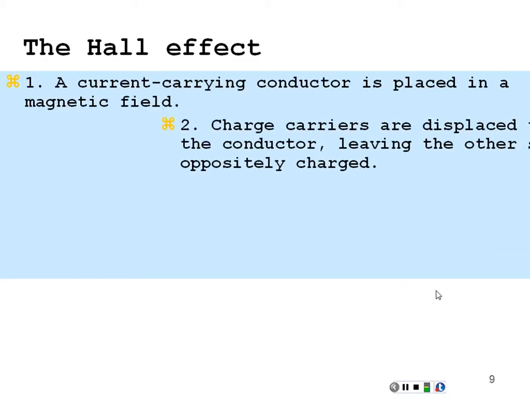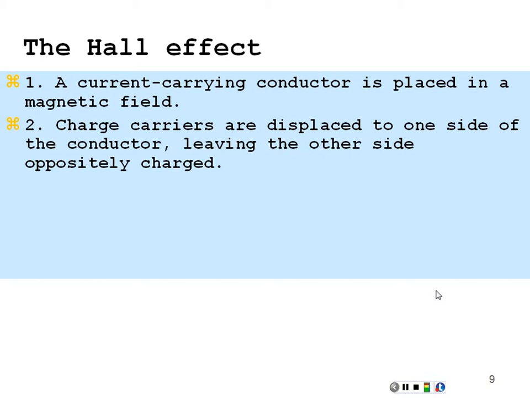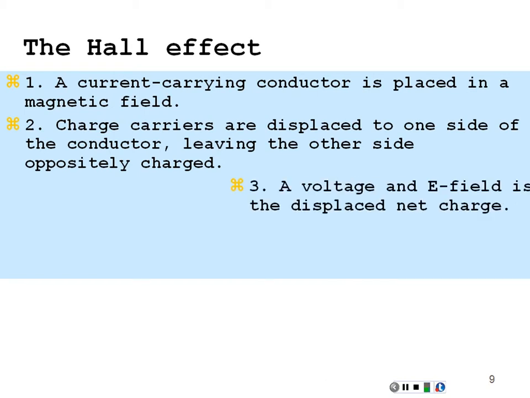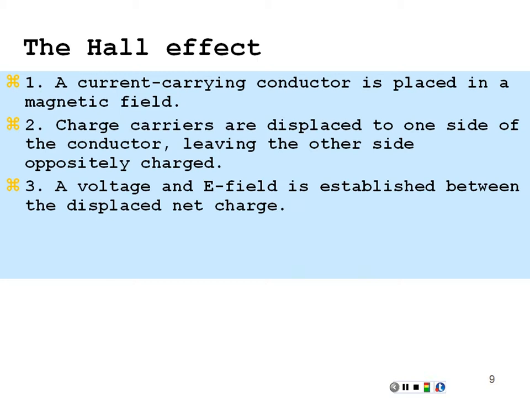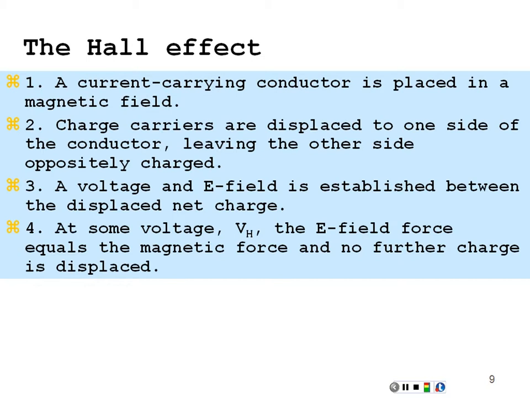A current carrying conductor is placed in a magnetic field in a Hall effect. The charge carriers are displaced to one side of the conductor, leaving the other side oppositely charged from that of the charge carriers themselves. A voltage and electric field would then be established between the displaced net charge. At some voltage, which we call the Hall voltage, the E field force will equal the magnetic force, and then no further charge would be displaced.